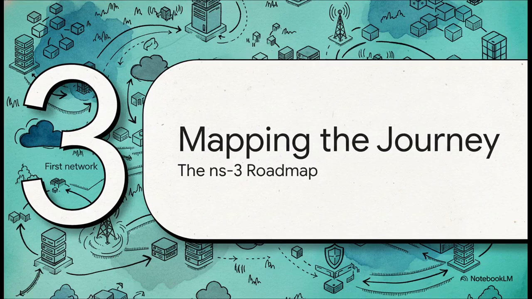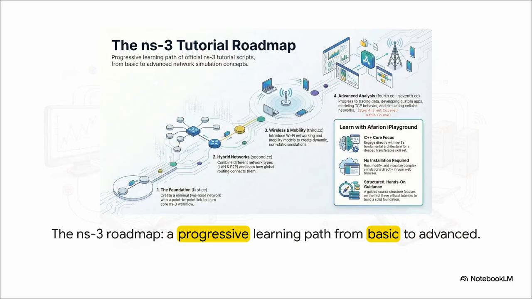Great. So you've just built your first network. But, that's just the starting line. The NS3 tutorials are designed to be a progressive journey, so it's really helpful to see the map of where you can go from here. And this roadmap shows the path perfectly. We just did first.cc, that's our foundation. From there, you could move on to hybrid networks, where you're mixing different kinds of links. And then you can get into really complex stuff, like Wi-Fi and mobility. It's a structured path designed to build your skills one step at a time.